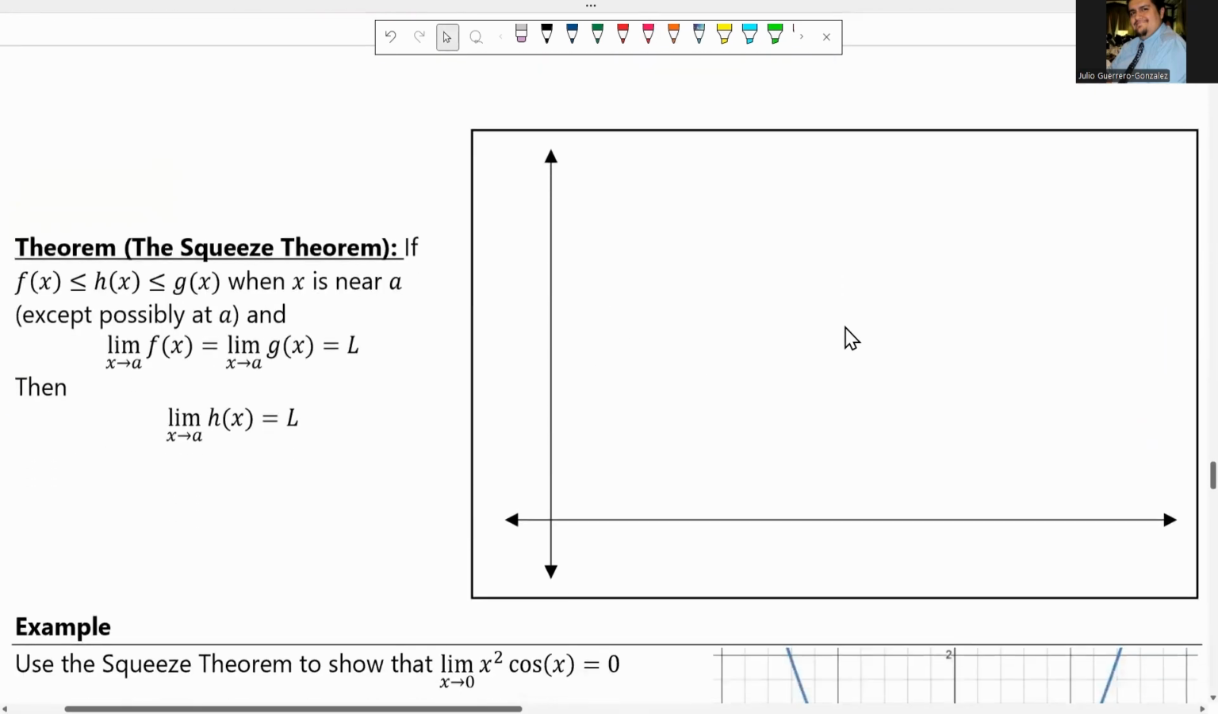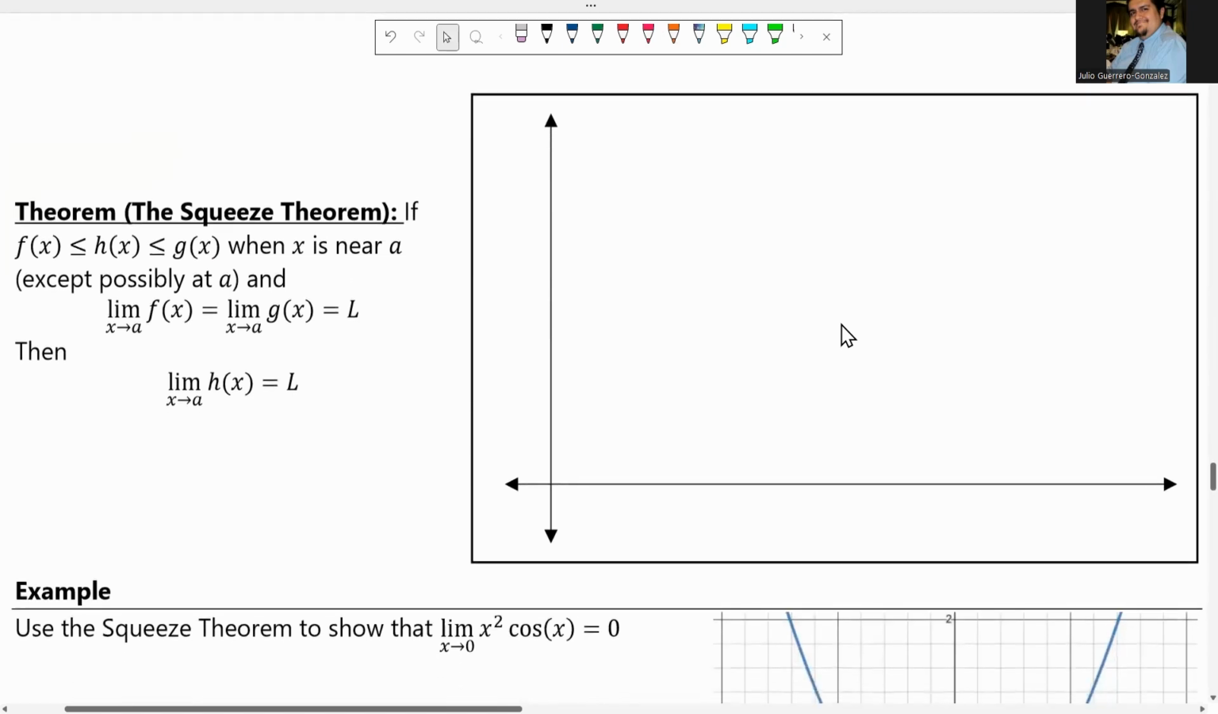Next one. This one's pretty important if you ever study math at the higher levels. It's called the squeeze theorem. And this one requires three functions. Suppose you have this ordering for your functions: f is the smallest, g is the biggest, and h is something in between.